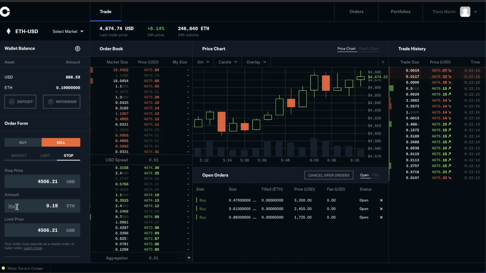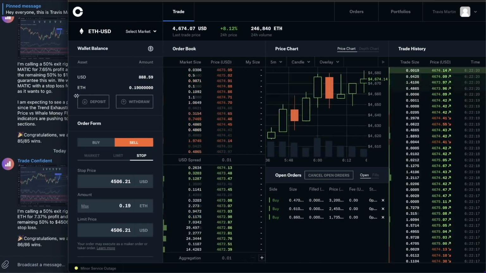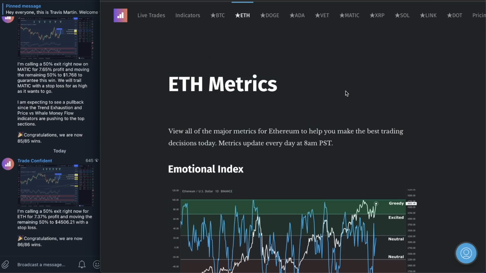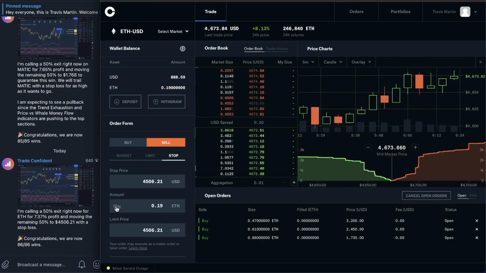Actually, I'll leave it where it is right now. I'm going to sell max. So the amount of money I had in Ethereum, let's just say it was 100%. I ended up calling a 50% exit. So we ended up taking 50% out at the market order price, and that was a market exit. And now we're going to simply remove the other 50%. So what would be remaining is simply 50%, which is I'm going to put max, okay? For me, that's 0.19, about $888 for the Ethereum trade, okay?